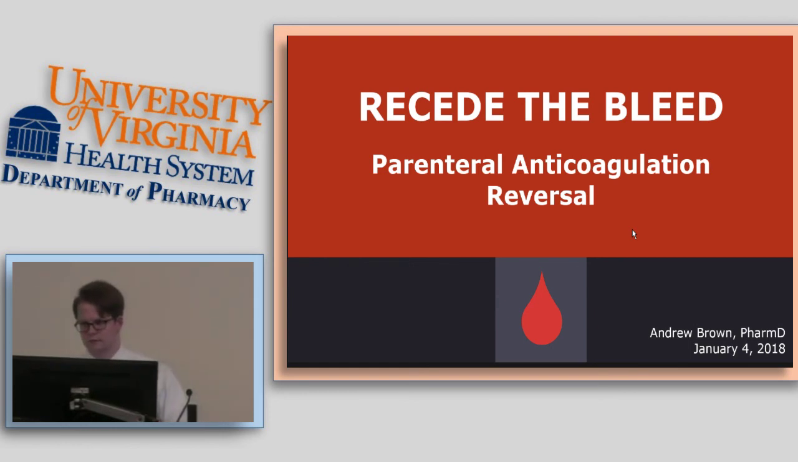So if you had to write a guideline for fondaparinux reversal, would you just say give everyone Nova 7 and TXA together, or would you just say just give one? How would you decide what to put in a guideline if you had to write one?